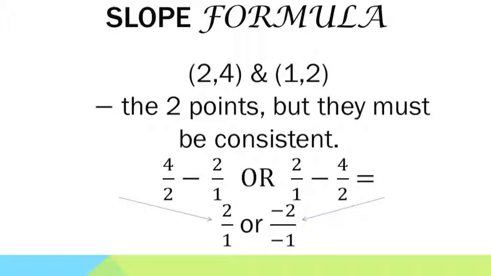For the slope formula, you would need to subtract the 2 points, but make sure the points are consistent, like the y is subtracted by the y, and the x is subtracted by the x. Since the points for this example are (2, 4) and (1, 2), it will be 4 over 2 subtracted by 2 over 1, which would equal 2 over 1. Another way to rearrange it is 2 over 1 subtract 4 over 2, which would equal negative 2 over negative 1. This is the slope formula.